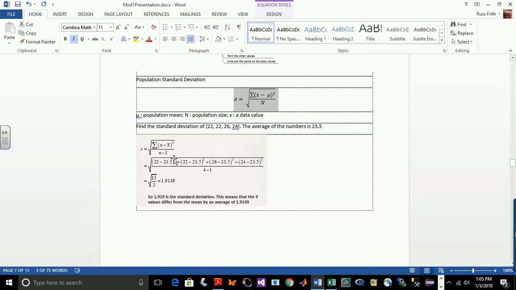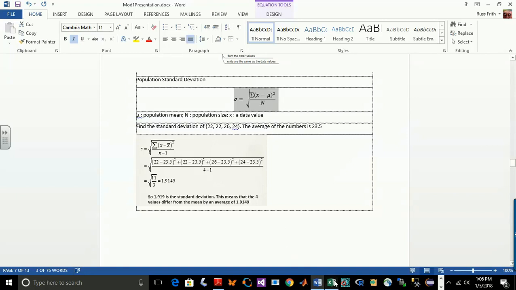I take that difference and I square it, and then I repeat the process. The next 22 is here, the 26 is here, and the 24 is here. So I take the sum of squares. The numerator is the sum of squares, where each squared term is a data value minus the average. This numerator is the expansion of the sigma operator, and then I divide it by the number of samples, which is 4, minus 1, which is 3. So the standard deviation is the square root of 11/3, which is 1.9149.